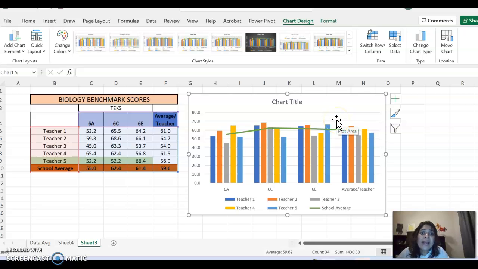So when we have a team meeting, when we're doing data digs, teachers can collaborate amongst themselves and share their success and their struggles. We will go ahead and give this chart a good title. We're going to call it Comparative Performance.